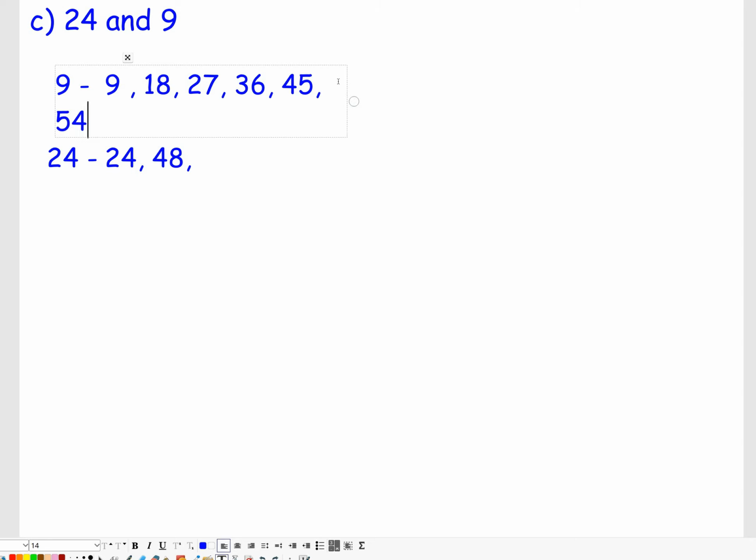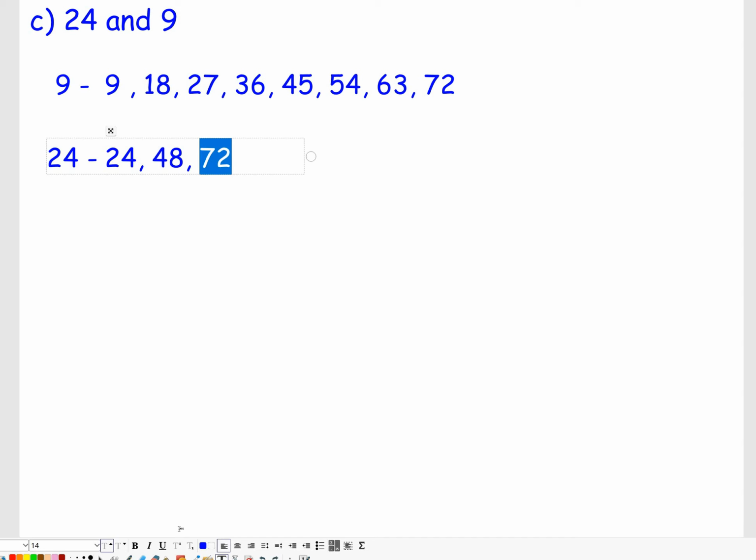So after 45, 9 times 6 is 54. 9 times 7 is 63. 9 times 8 is 72. And then 24 times 3. Well, if you don't know that in your head, you can always do short multiplication using the Chinese method or the column method, or you can do the continuous tower sum. So 24 times 3 is 72.